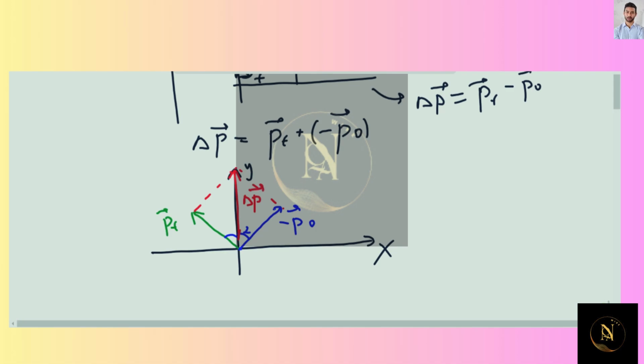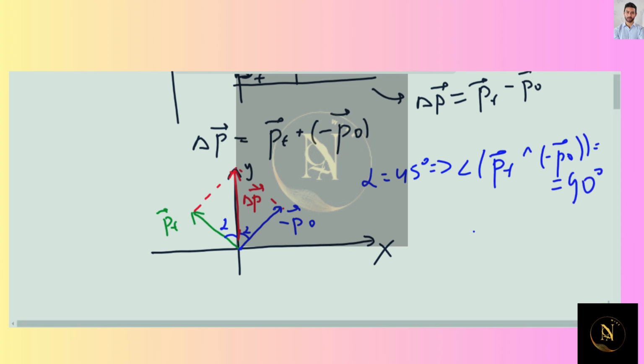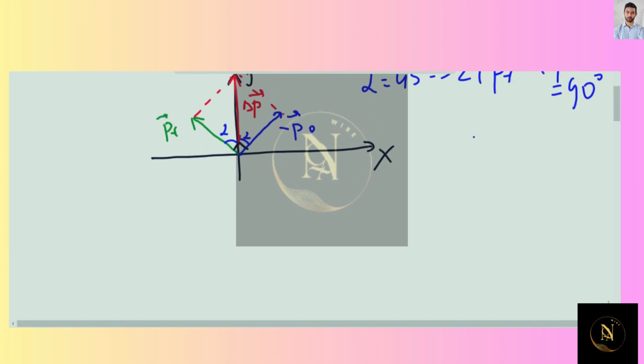As we know, both alpha equal 45 degree. Therefore, the angle between final impulse and negative initial impulse equals 90 degree. So this angle, double alpha, is 90. It means that the situation is simplified now. Let's redraw these vectors again.